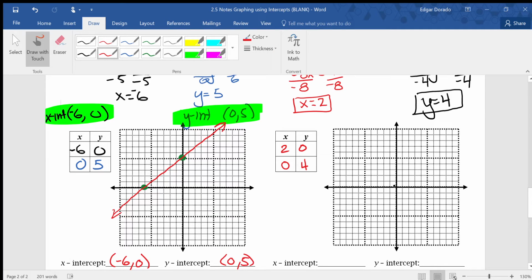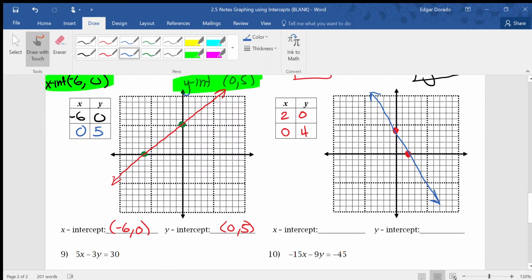So (2, 0), so 2 to the right, but none up or down, and 0 left or right, but we do go up 4. Okay, so again, I'm going to try my best here with a straight edge if you have one. I unfortunately don't have it, so let's see. Definitely not as good as the first time, but you guys get the point. Now it is important for you guys to do it with a straight edge just to make sure that you hit the correct points, especially since we only have 2 points to draw our line with.